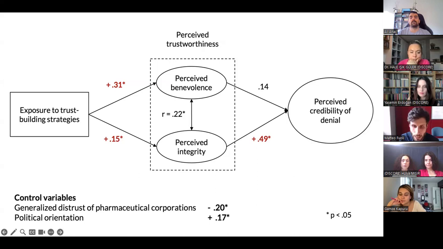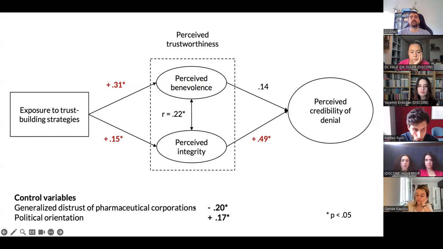Now, interestingly, and perhaps more worryingly, the trust-building strategies also had an indirect positive effect on the perceived credibility of the company's denial, which was mediated by perceived integrity, meaning that participants who were exposed to the trust-building strategies were also more likely to believe that the company was telling the truth. Now, notably, also two control variables that we included in our statistical models turned out to have a significant effect.